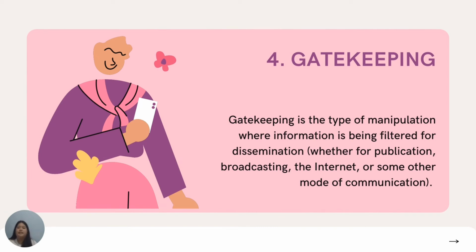Number 4, gatekeeping. It is a type of manipulation where information is being filtered for dissemination, whether for publication, broadcasting, the internet, or some other mode of communication. The public is informed with only a portion of the truth for different kinds of purposes.